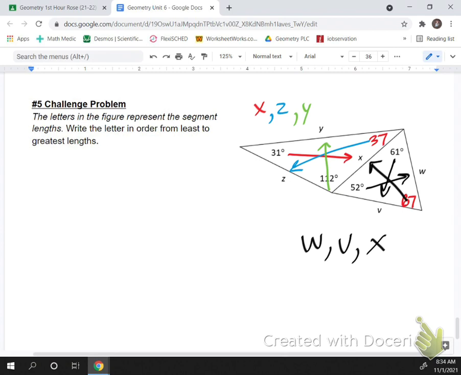When your team is ready, you can check it out. These are the 2 separate triangles listed from least to greatest.